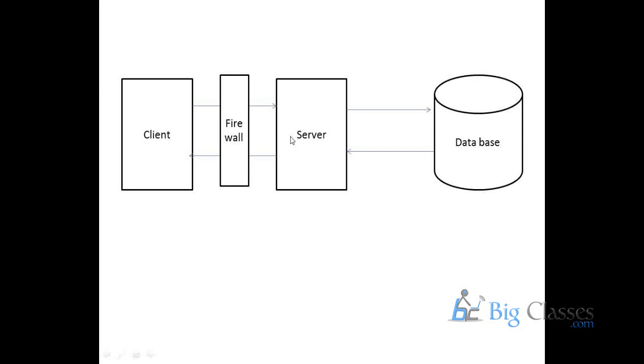Okay, this is also an optional thing. To make a web application, you require a client, a server, and a database. The firewall is optional, based on the requirements. Is it okay? Now you got it, right? Yeah, I got it.